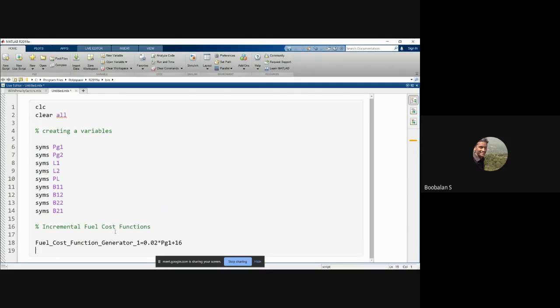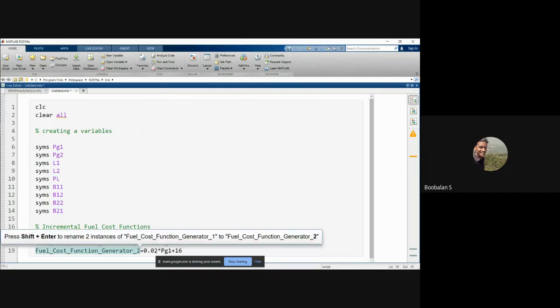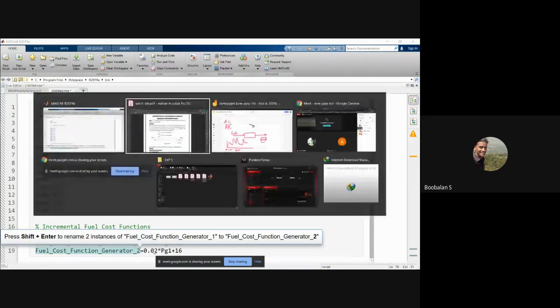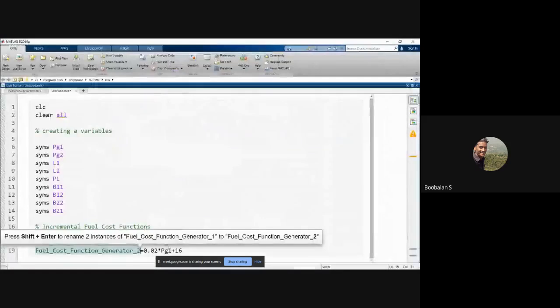And now we need to create one more fuel cost function, right? So about my generator number 2. I'm just going to copy and paste it, that is the easiest method. So generator number 2, and the cost function value for that second is 0.024 actually.